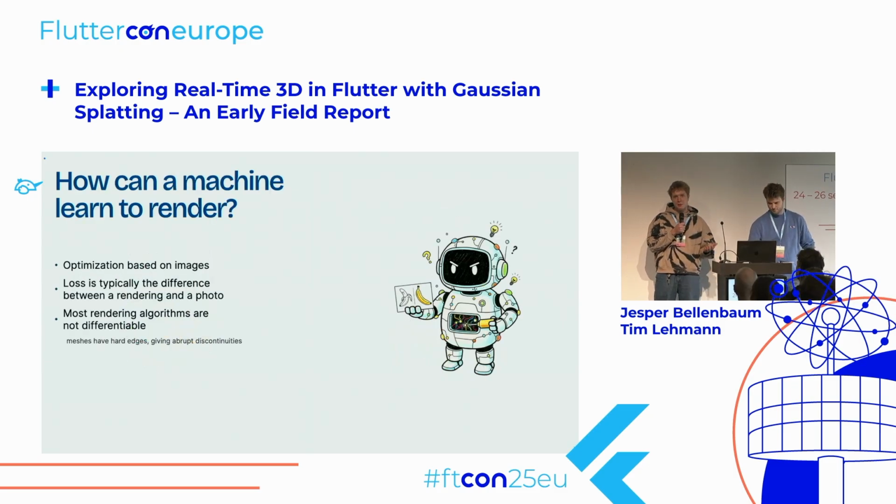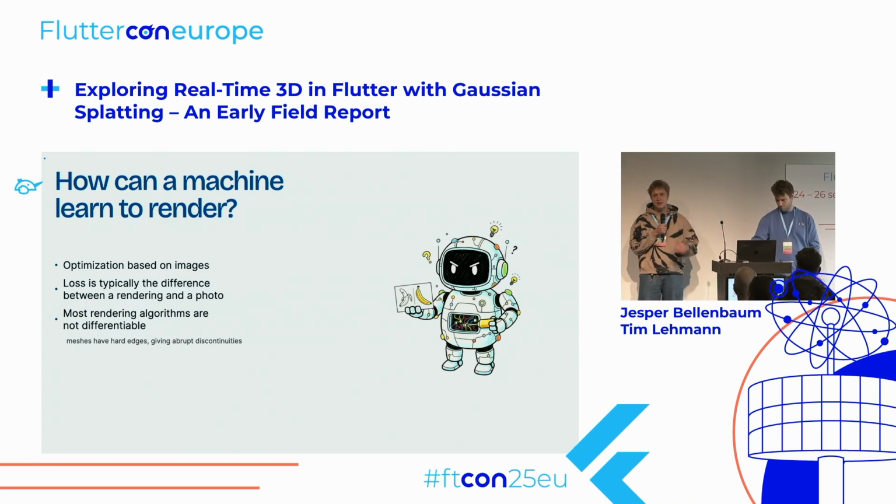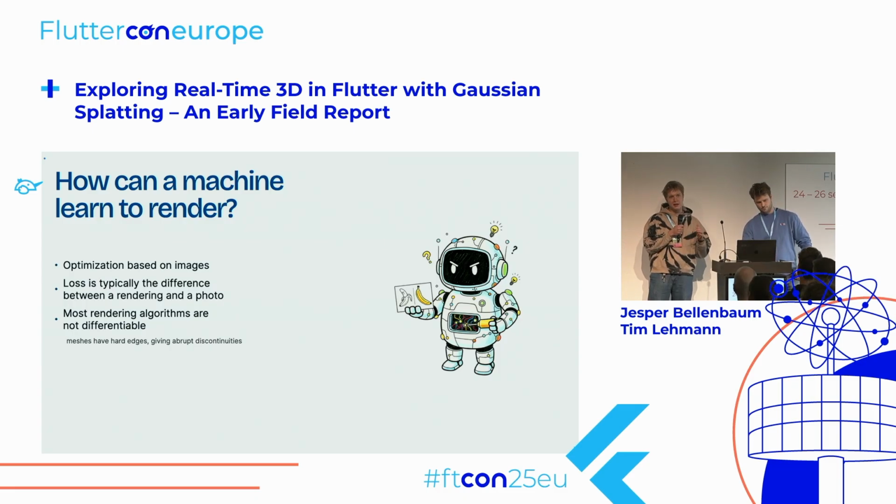So how can a machine learn to render an image? What we basically want the machine to do is first make a guess for what it thinks the image would look like. And obviously this guess is going to be terrible in the beginning. And we want to take the difference between that guess and the real image we took, and ideally use that difference somehow to inform the algorithm on how to tune itself to make a better guess on the next iteration.